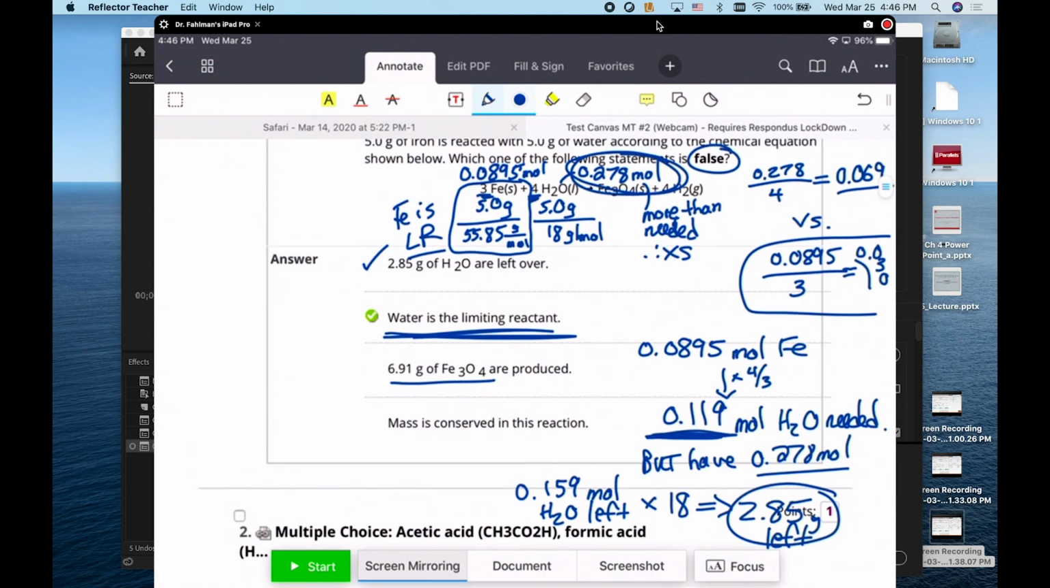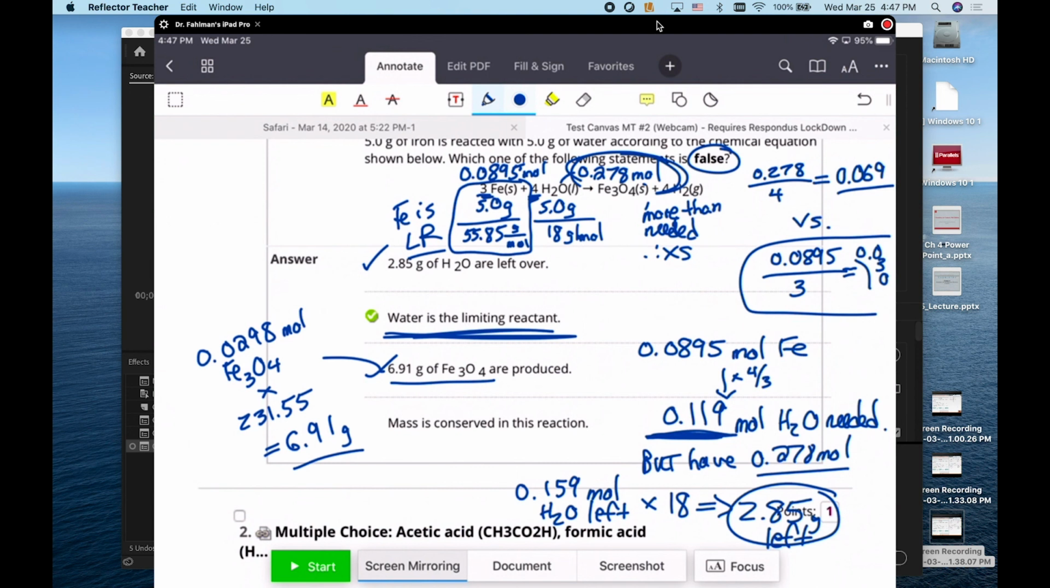Then you could calculate the iron oxide that is produced. Let me erase all this. There we go. If you know the limiting reagent is iron, and you have 0.0895 moles of iron, then dividing by 3 gives you the moles of Fe3O4, which is 0.0298 moles produced. Multiply that by the molar mass, 55.85 times 3 plus 16 times 4, which is 231.55, and you get 6.91 grams. So that is also true.